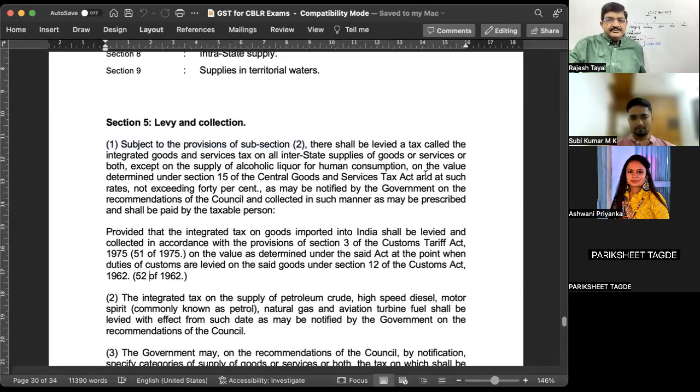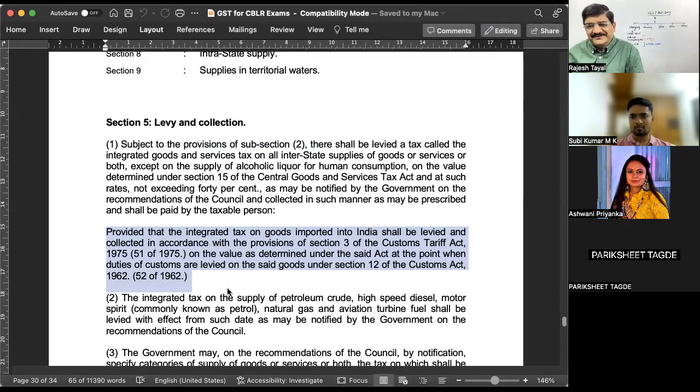Provided that the IGST on the imported goods in India shall be levied and collected in accordance with the provision of Section 3 of the Customs Tariff Act on the value determined under the said Act at the point when the duties of customs are levied on the said goods under Section 12 of the Customs Act. On import, valuation changes.